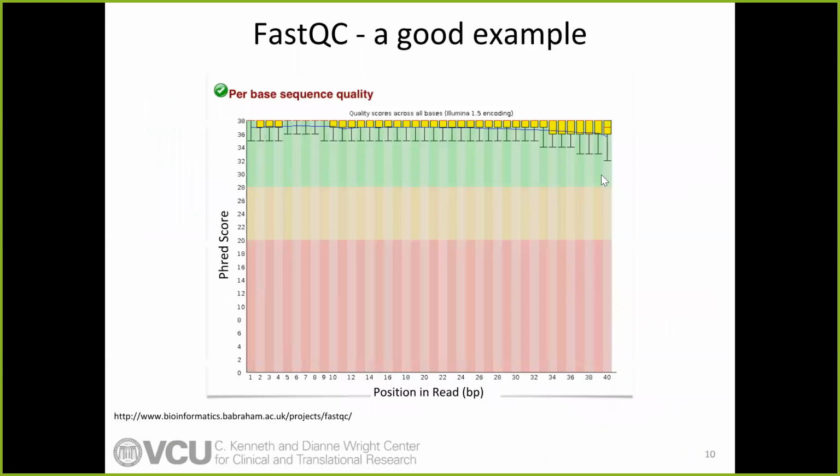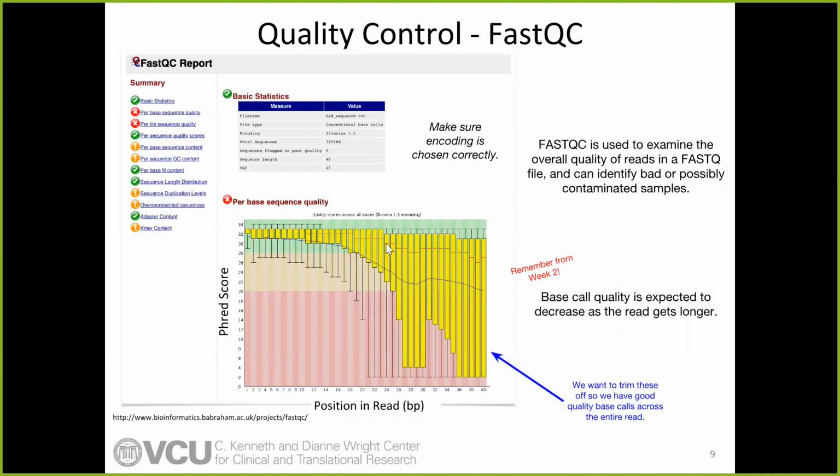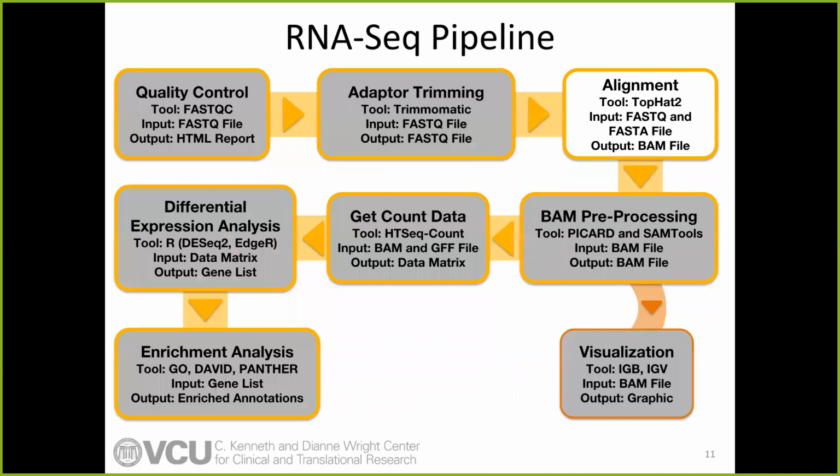So this is just an example of a good FastQC plot where all of our base pairs are nicely up in the green, good quality scores. So if you see something like this, what you're going to want to do is actually trim these off using a tool called Trimmomatic. And I didn't put a slide in here because there's not much to the trimming. It's just you're trimming off the bad base pairs of the reads, because if you have poor quality calls, it's not going to align very well to the genome.